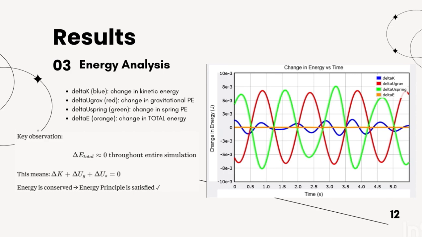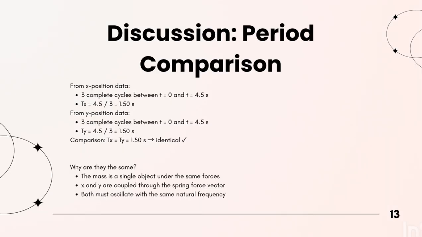Most importantly, the orange curve shows the change in total energy remains essentially flat at zero for the entire 5.5 second simulation. This means the total mechanical energy is conserved, confirming that the energy principle is satisfied in our model. The tiny deviations from zero are due to the finite time step in the numerical integration, not a physical error.